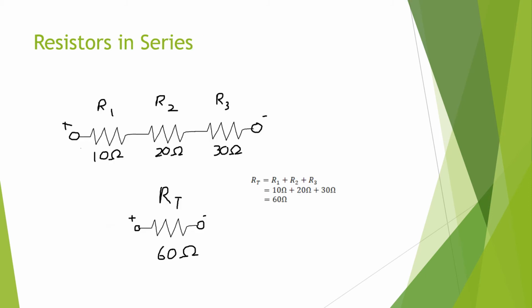There are commonly multiple resistors in a circuit, so for resistors put in series, the total resistance can be simplified down to just the one resistor, which is the addition of all the resistors in series. So you can see the equation. We have R1, which is 10, R2, which is 20, R3, which is 30, so it's just 60 ohms.